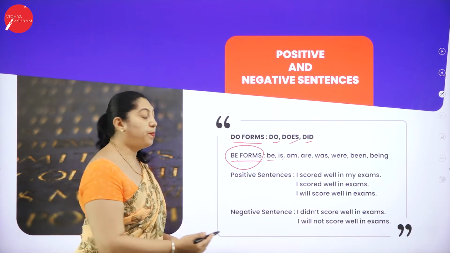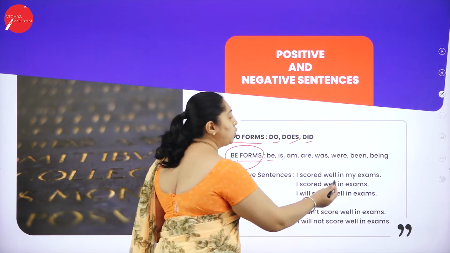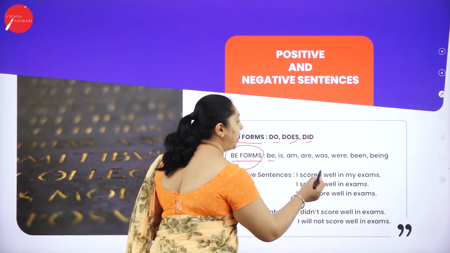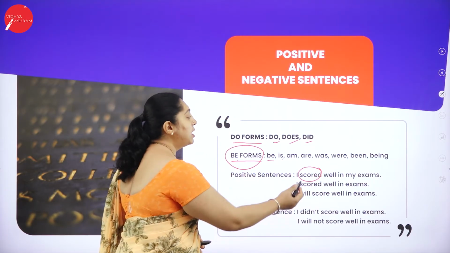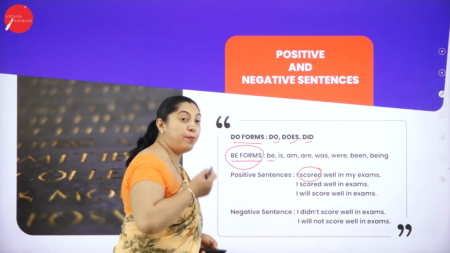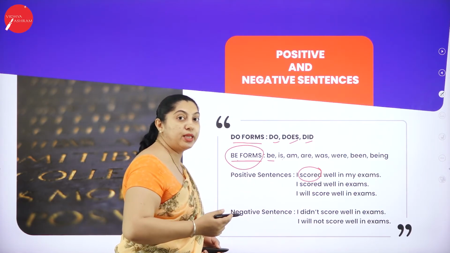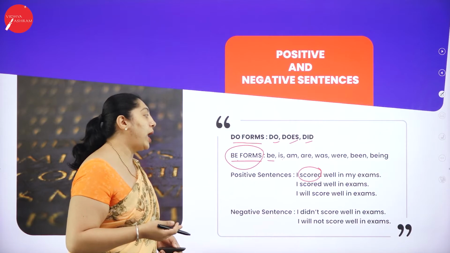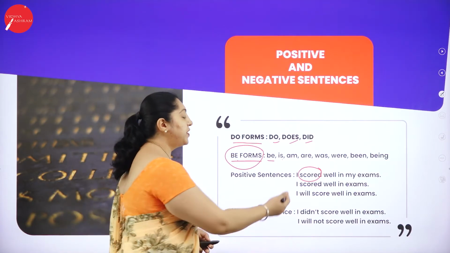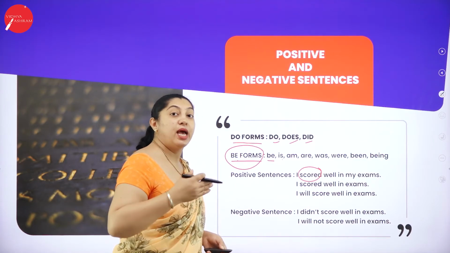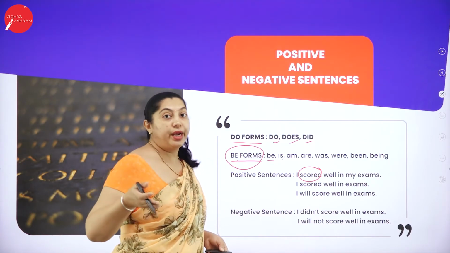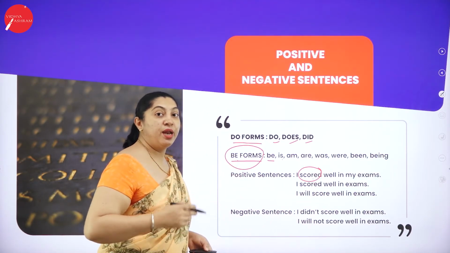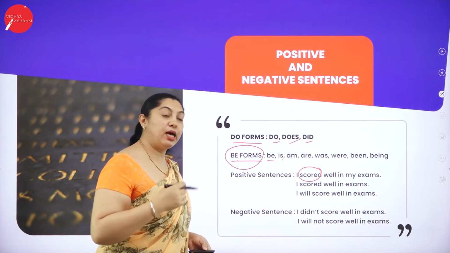So now we have the positive sentences here. I scored well in my exam. Remember one thing, always the positive tenses will be in the past tense. Here it's scored, it's not score. It should be in the past tense. Positive tenses always will be in the past tense. I scored well in the exam. I will score well in exams. Here in the first tense, it says that it's in the past tense. I have already scored. I scored well. It's already done. I scored well in my exam. The word scored here, it's already done, but always the positive sentence will be in the past tense.